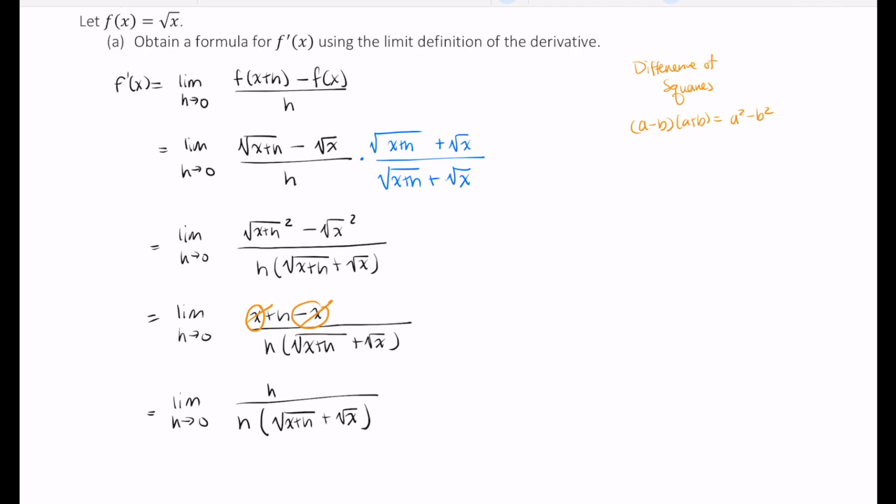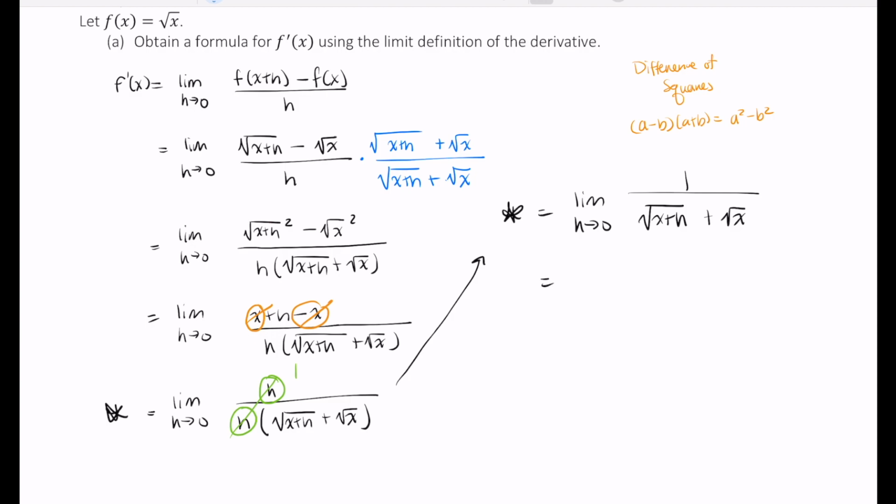Now, I think you can see why I suggested you not simplify the denominator here, because it makes it very clear that this h and this h, well, h divided by h is 1. So we can rewrite this as the limit as h approaches 0 of 1 over the square root of x plus h plus the square root of x. All right, let's go ahead and finish this up.